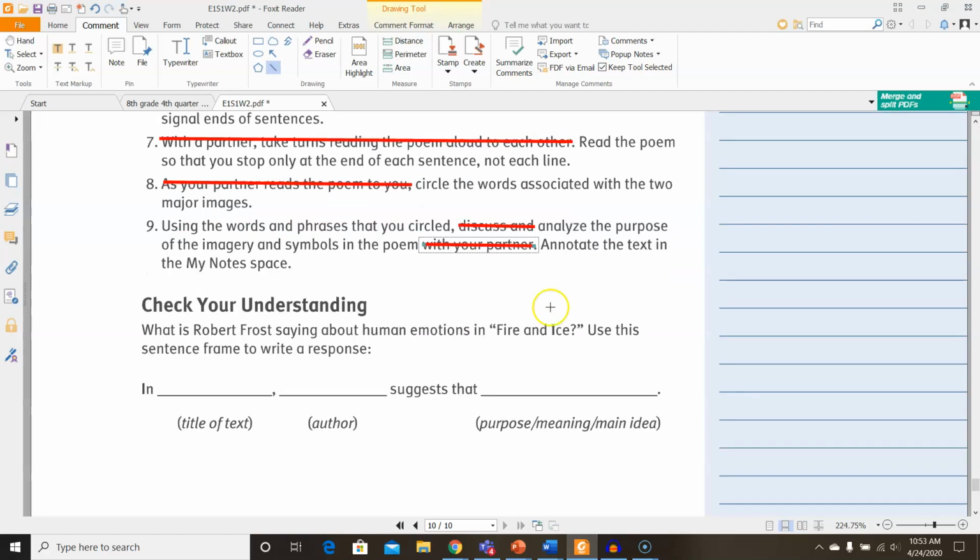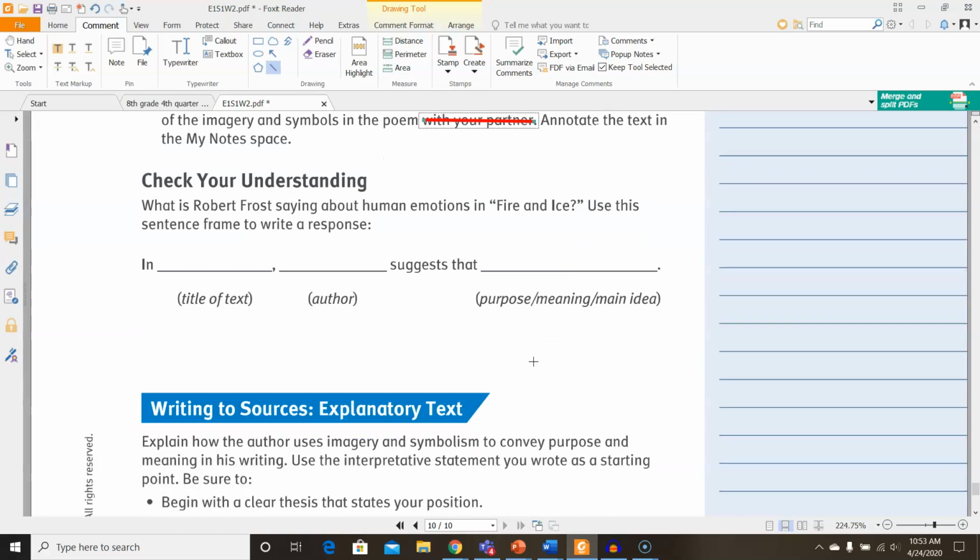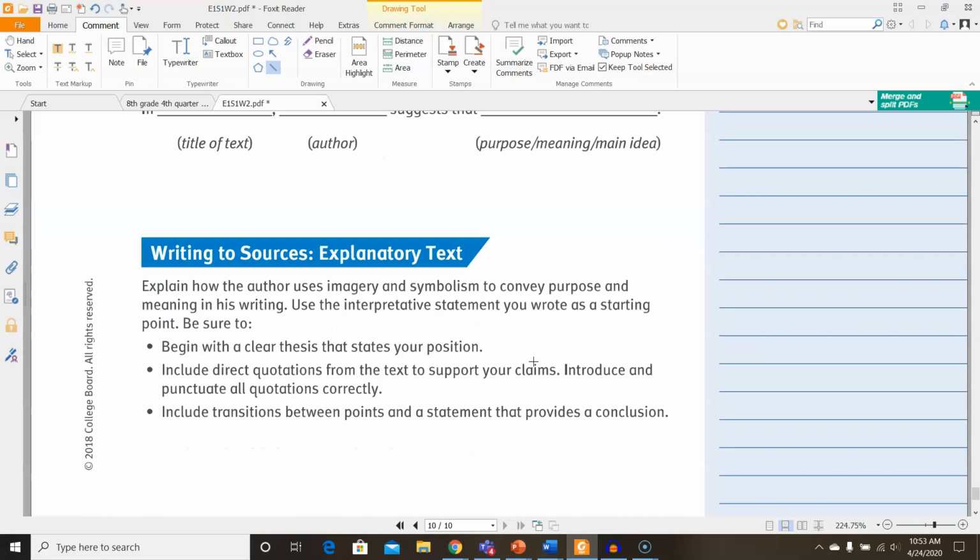So then, for the check your understanding, you have this sentence frame that it wants you to fill out. So here, you would put the title of the text, which is Fire and Ice. Here you would put Robert Frost, which is the name of the author, and then suggests that, and then you say the purpose or meaning or main idea. So the first 2 spaces are pretty easy to put together. The last one you'll have to come up with on your own, but I think that you could do it using what we've discussed.